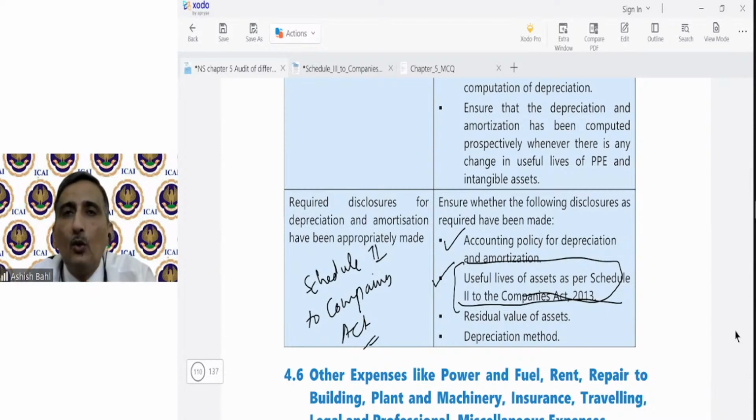So Schedule 2, students, this is again one of the distinctive points.